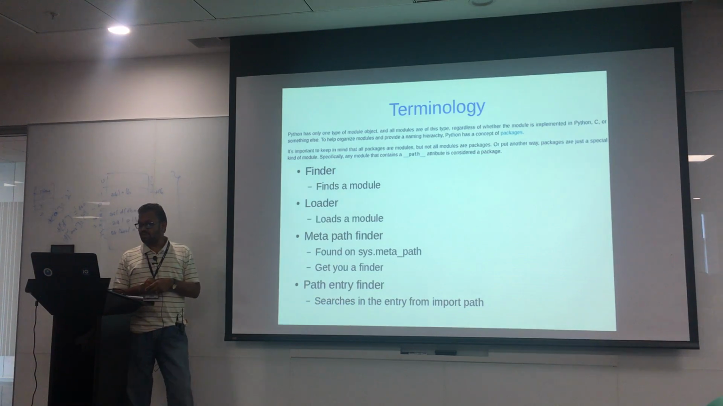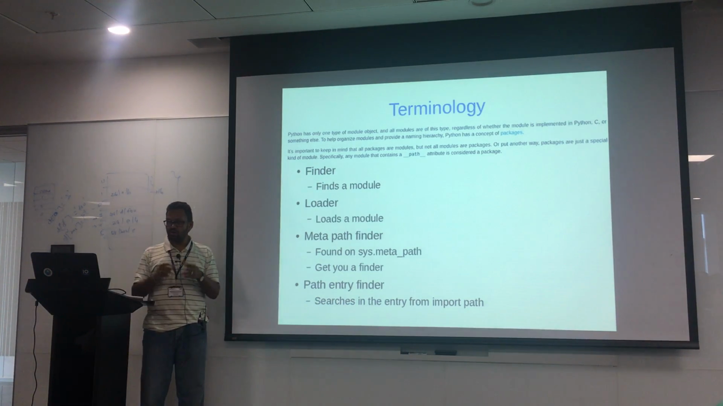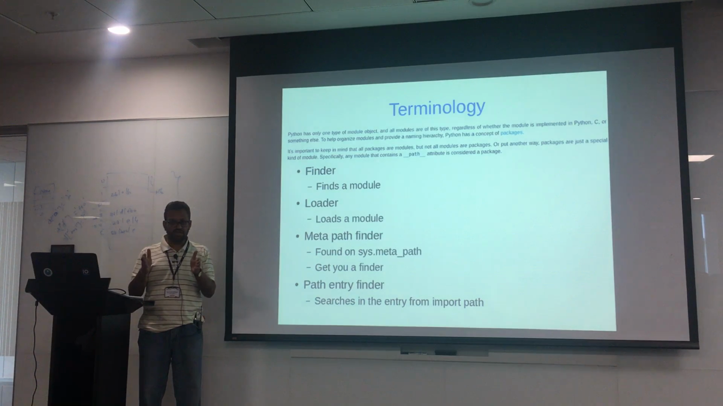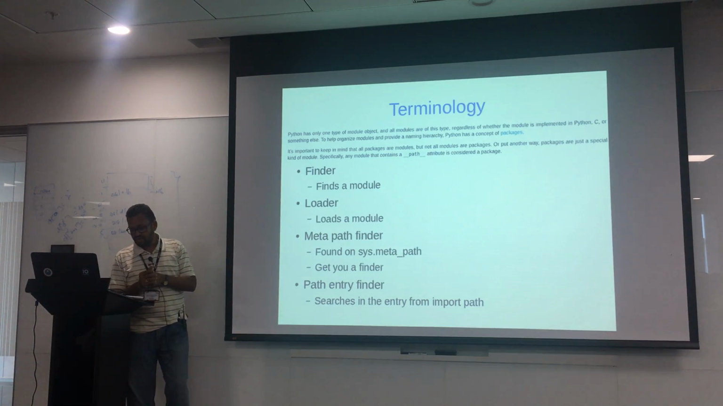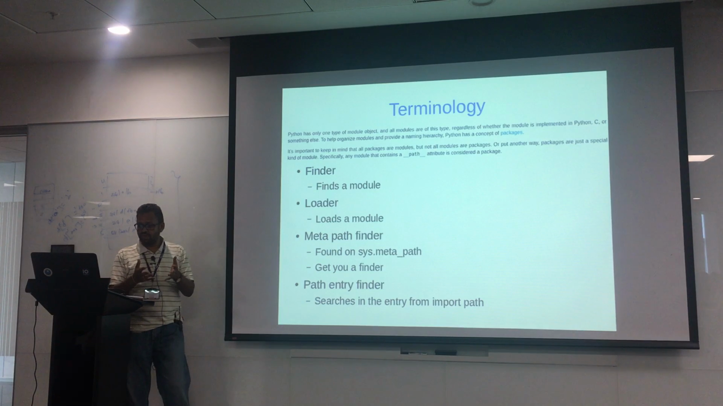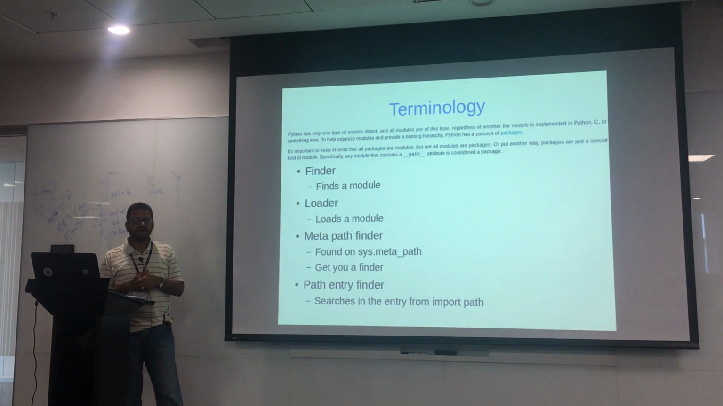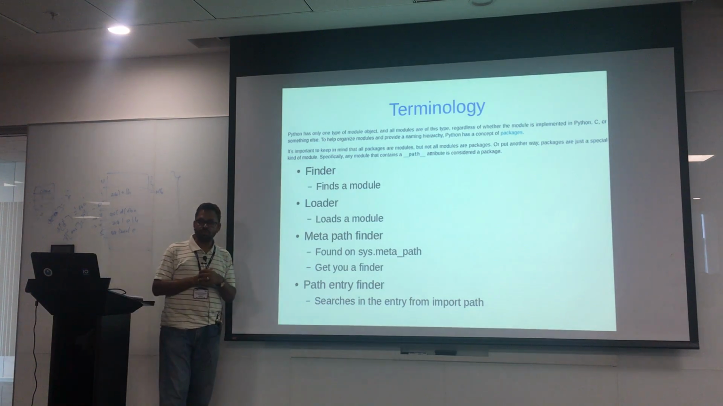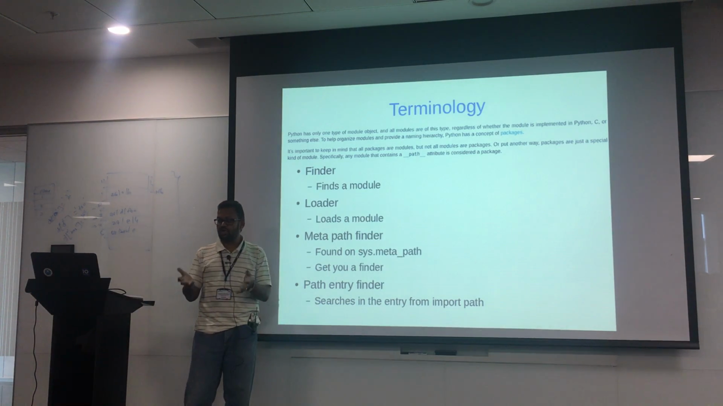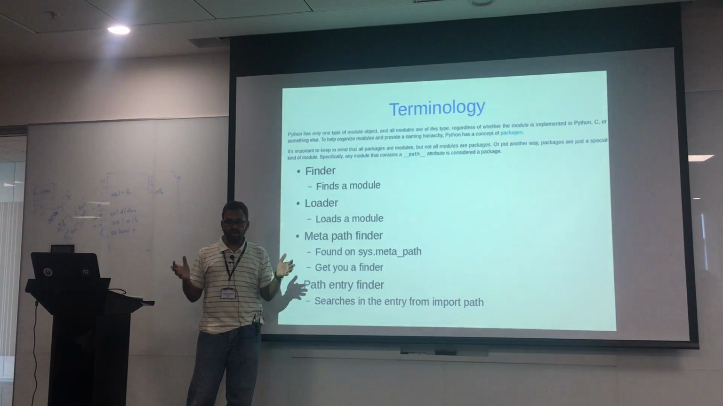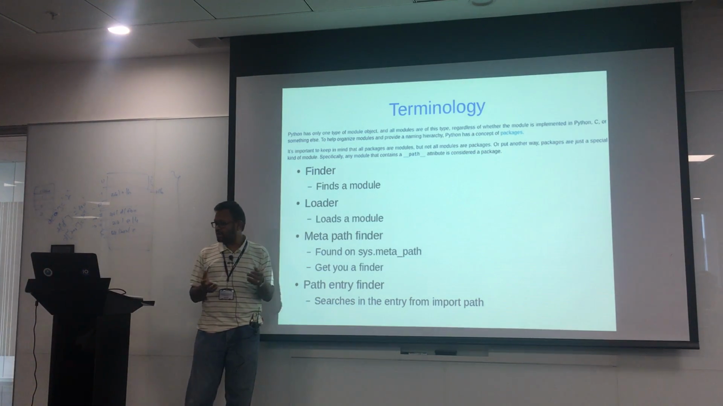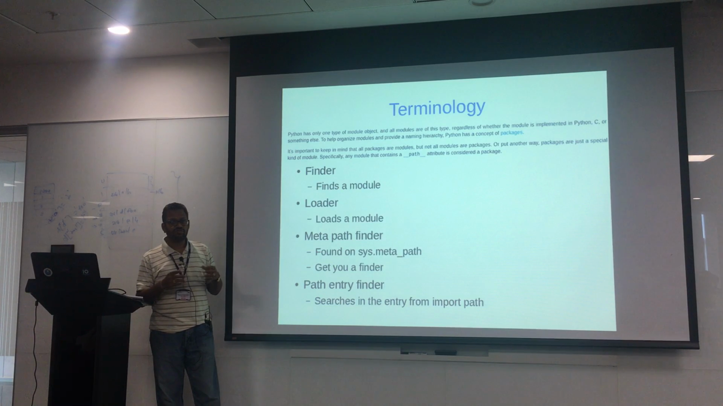And metapath finder is the hook where there are default implementations of libraries. Finders come with that, but you can implement your own finder if you really want. Basically, you get a finder from the metapath finder list. Path entry finder is nothing but you have a sys path. When you start your Python interpreter, you get all the paths where you can look. Path entry finder is the one which will find the details for you.